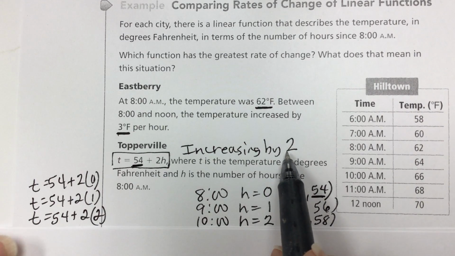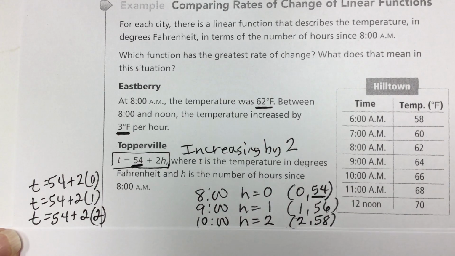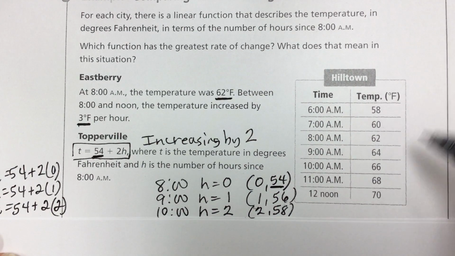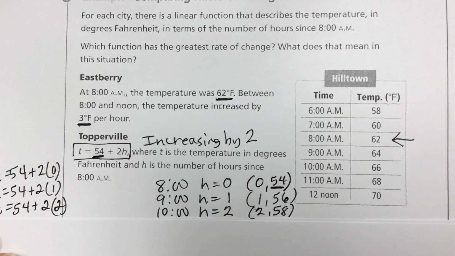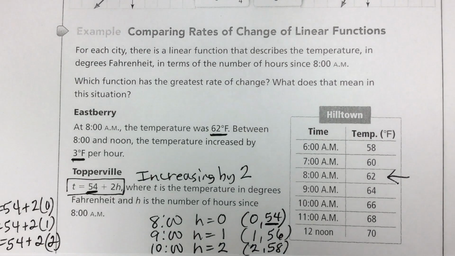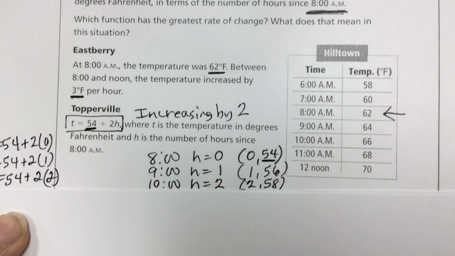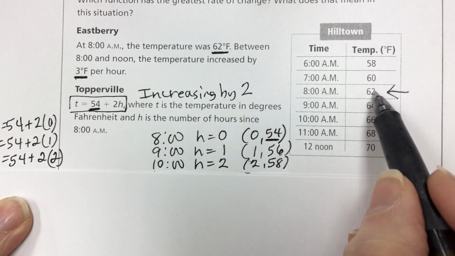And they're increasing by 2. Now let's look at Hilltown. Hilltown was given to us in a table. At 8 o'clock, we were at 62 because we went back to our problem. Our original problem said hours since 8 o'clock. So that's where everything begins. So at 8 o'clock, it was at 62.